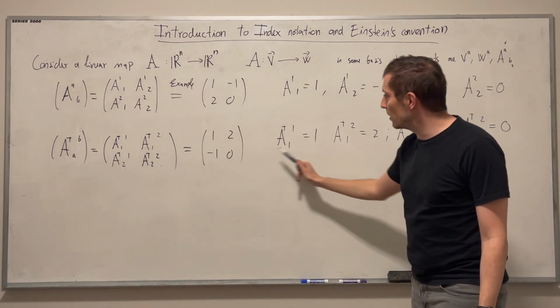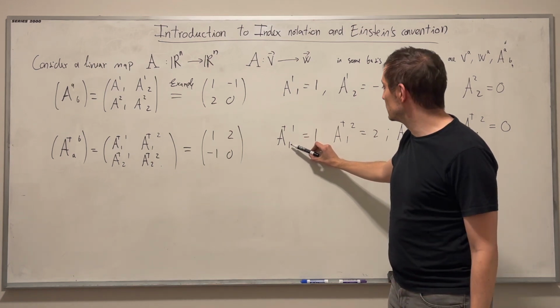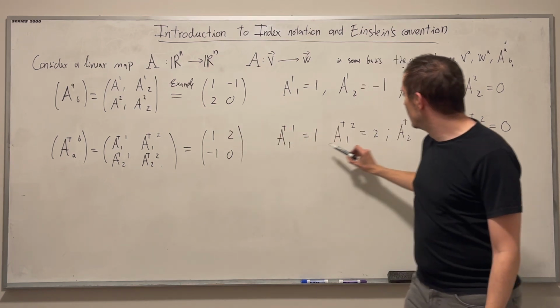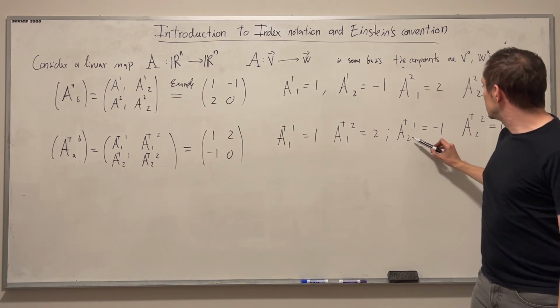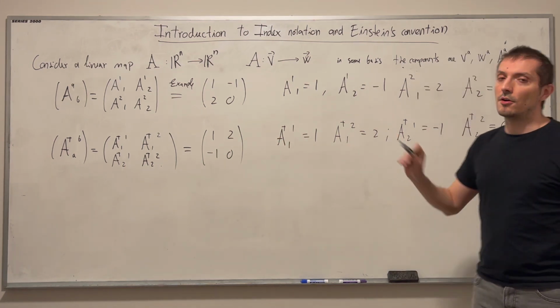Same here for this one, for the transpose. First row, the first one is always the row, even if it's downstairs. First row, first column, 1. First row, second column, 2. Second row, first column, -1. Second row, second column, 0.